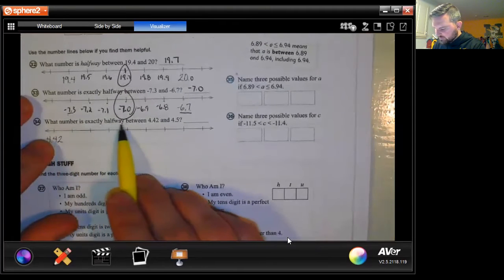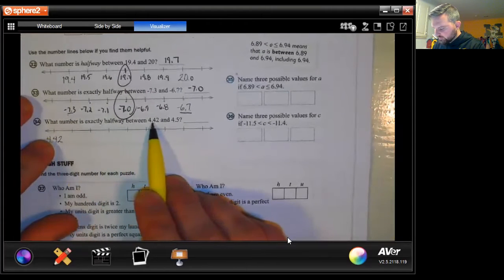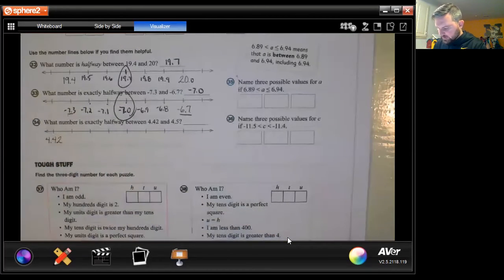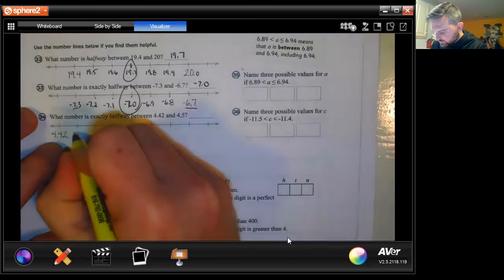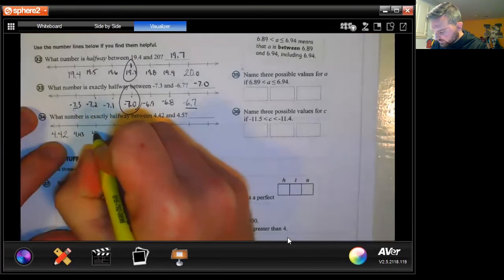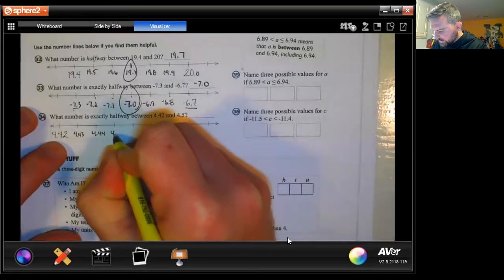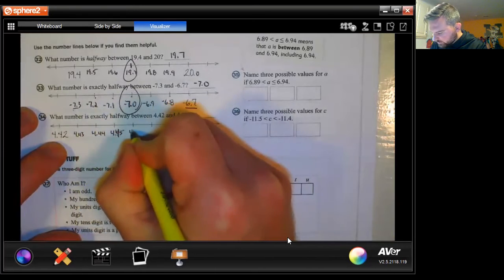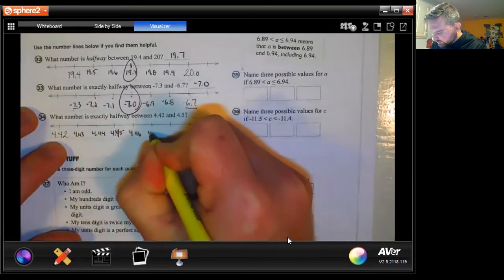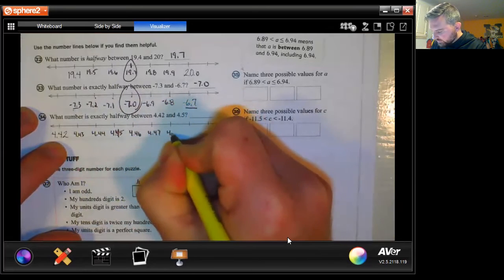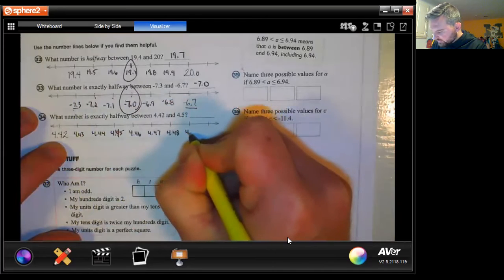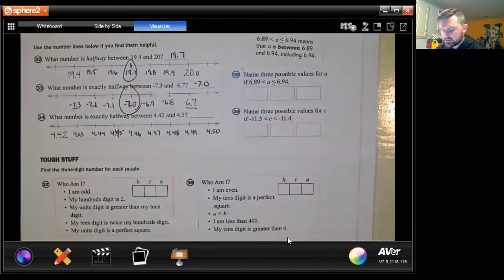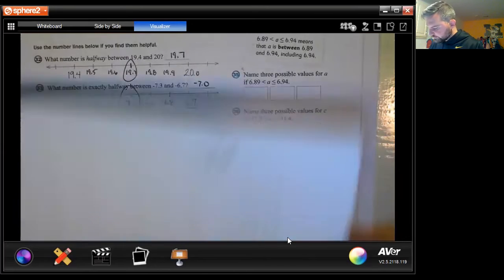What number is exactly halfway between 4.42 and 4.5? Well, we got 4.42, 4.43, 4.44, 4.45, 4.46, 4.47, 4.48, 4.49, and 4.50.